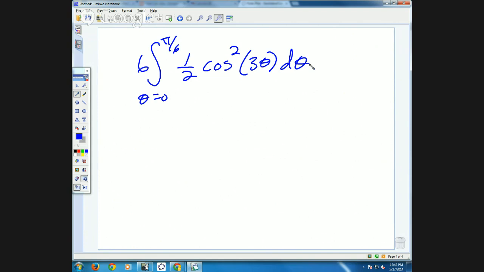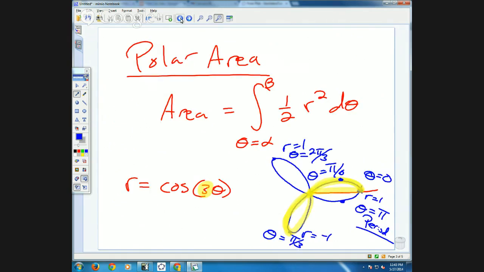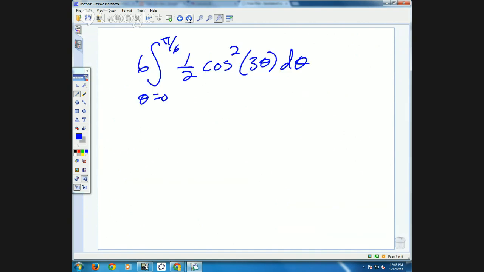No, the radius is cosine of 3 theta. The reason I drew those ones, oops, wrong button. Yeah, so r in this case is cosine of 3 theta. The reason I put the ones in there, I was just kind of curious about the maximum distance out we ended up being. Yeah, we can call it whatever we want. So we have to evaluate that integral right there.